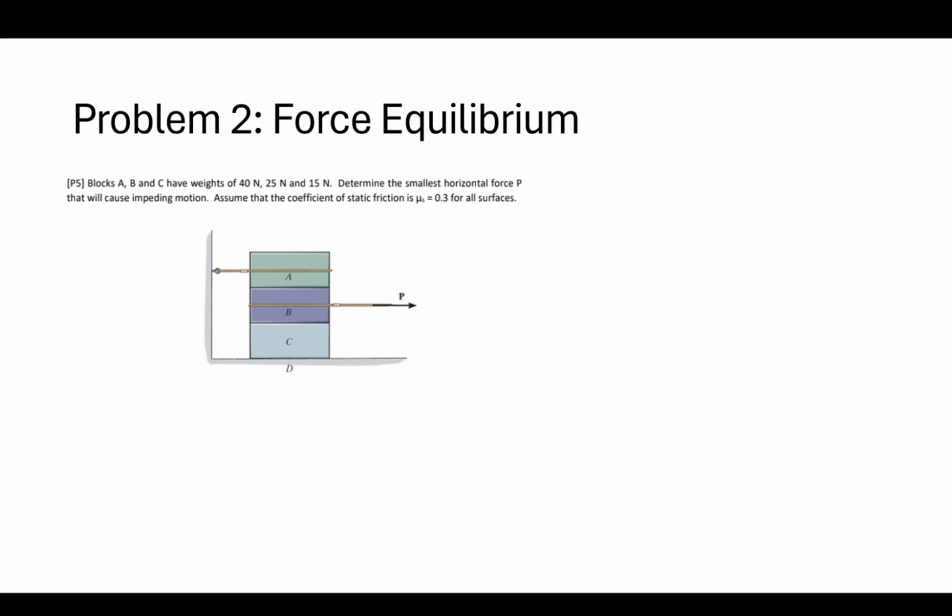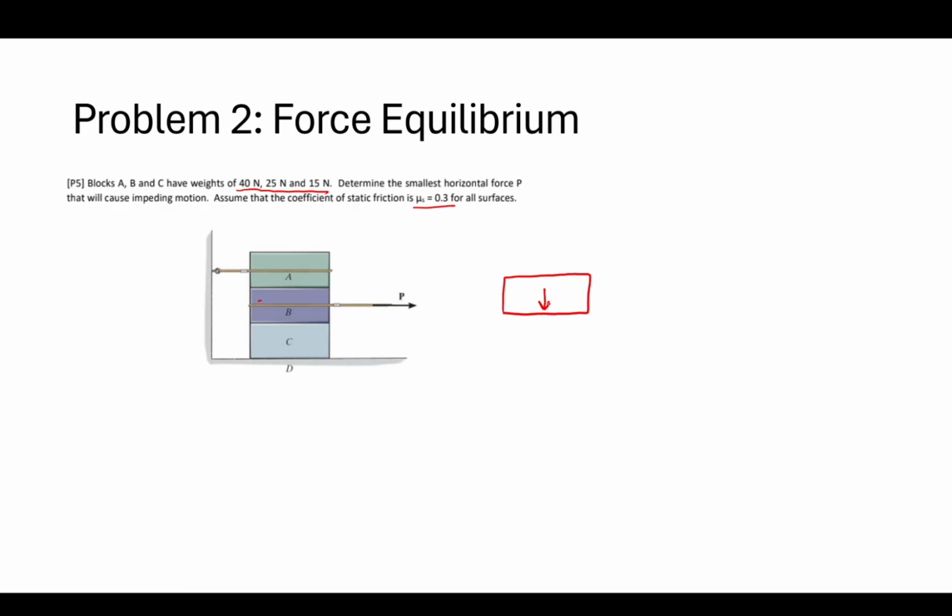So let's go over this very quickly. We are given weights of 40 newtons, 25 newtons, and 15 newtons for A, B, C respectively. And we're also given the static friction coefficient, and it's 0.3 for all surfaces. Now we want to determine the smallest horizontal force P that will cause impending motion. So we're going to start with block B.